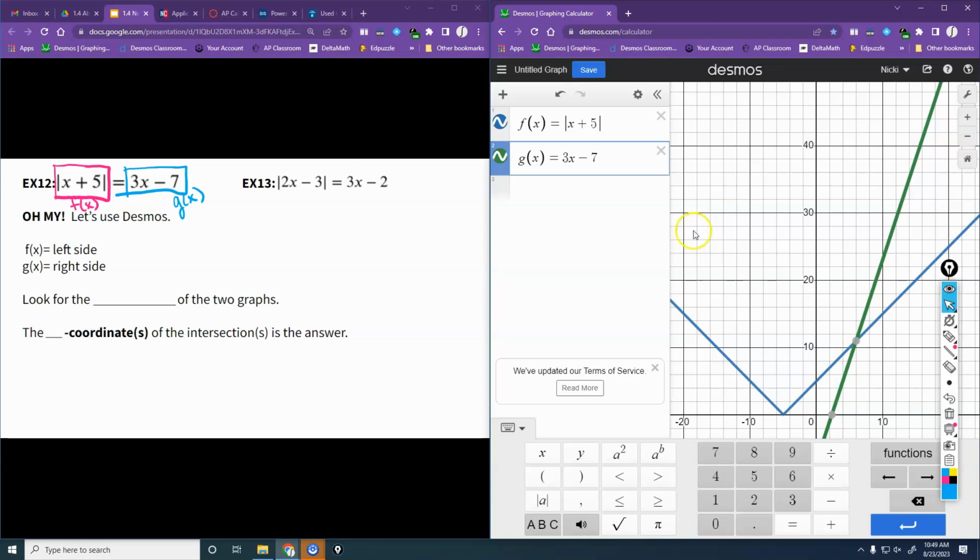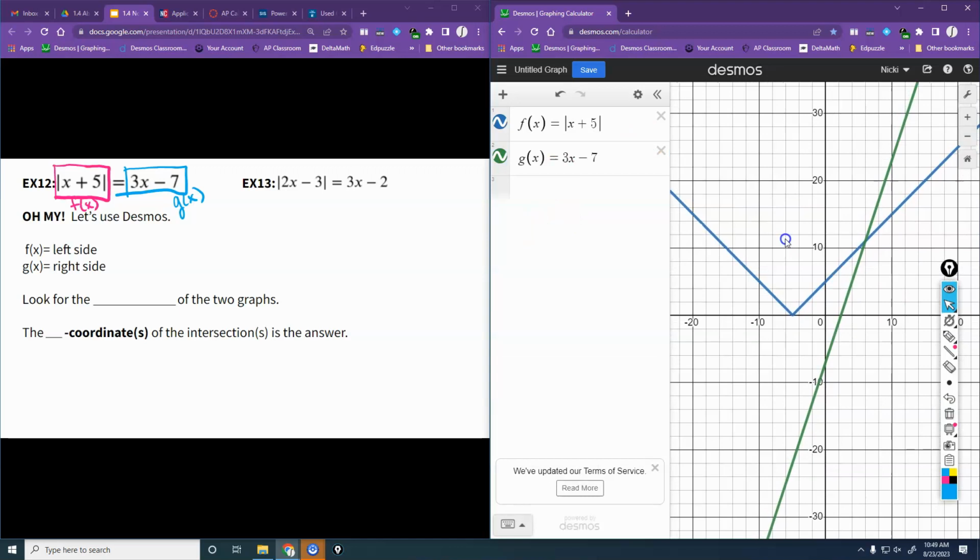Ooh, look at this. I got 2 answers when I did it by hand, right? And I told you we need to check them. Because, what were my answers? They were 1/2 and 6, I think. Does this look like it crosses twice?